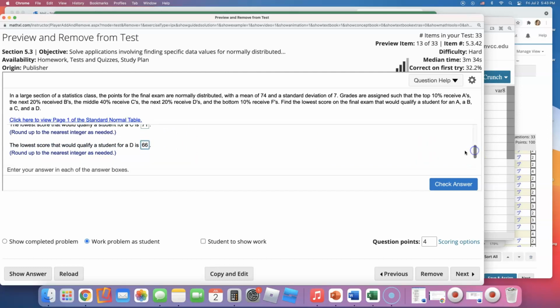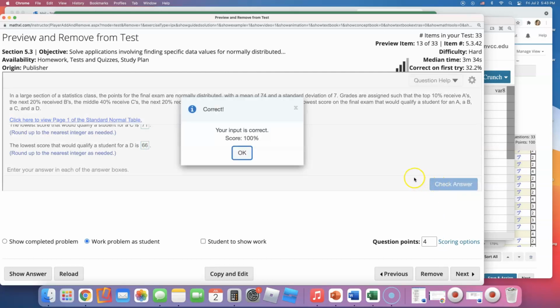This is how you can use the normal calculator to figure out the lowest scores needed to make these letter grades. Oh, I'm nervous now. Let me check the answer. Yay! So that is how I would do this. I think this is a harder problem, but I went over this in 6 minutes, so maybe that was a little too fast. Let me know if this doesn't make sense. I'll try to do this one more time, okay?